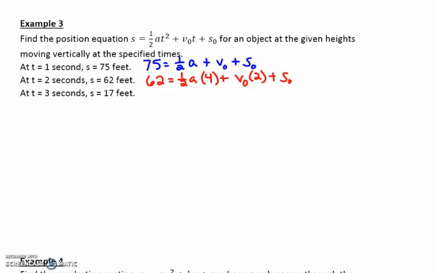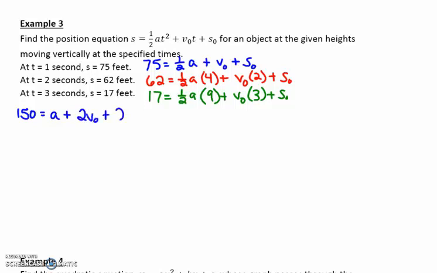And then at 3 seconds, s was 17 feet, so 17 equals 1/2 a times t squared, which is 9, plus v sub 0 times t, which is 3, plus s sub 0. So there is our system of equations. And so I'm going to get rid of that 1/2 just to make it easier. So we have 150 equals a plus 2v sub 0 plus 2s sub 0. And I just multiplied everything by 2 to get rid of the fraction.